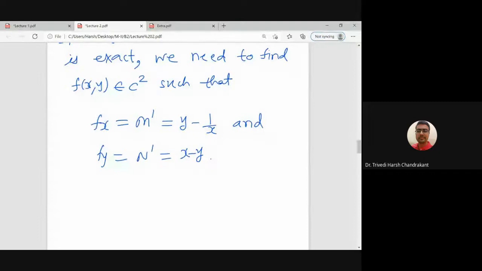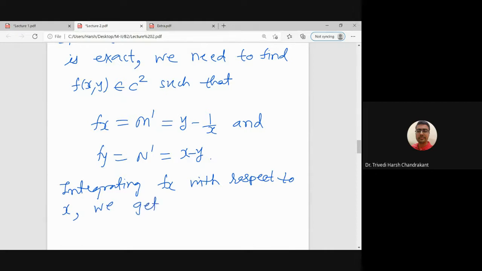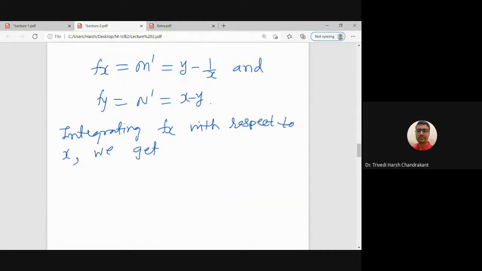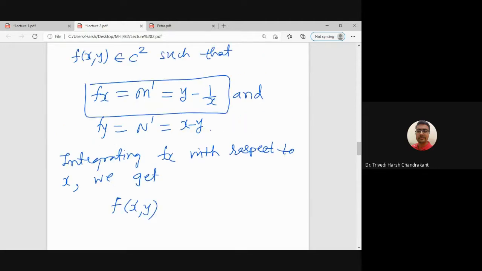We need to integrate fx with respect to the x variable. It is like we have a derivative of a function f. To get the original function, we need to integrate. What we get is the integration of fx is f of xy. We are integrating this fx, which equals y minus 1 by x.